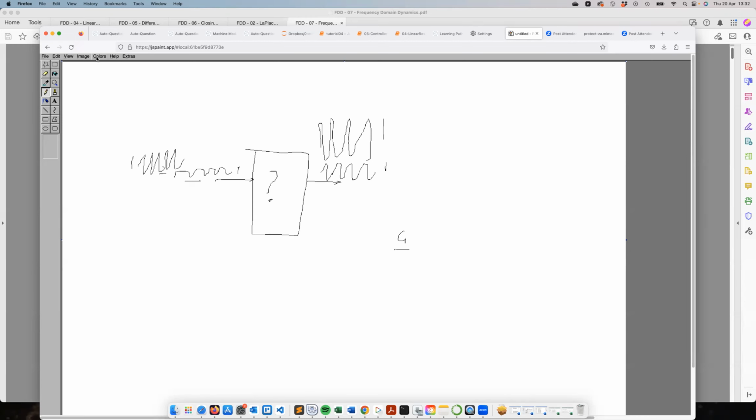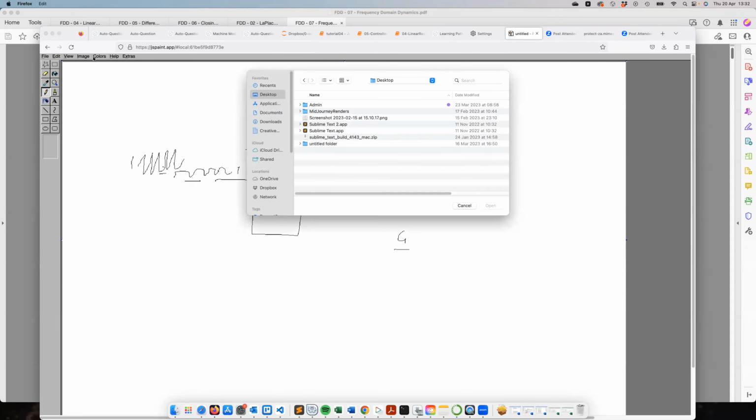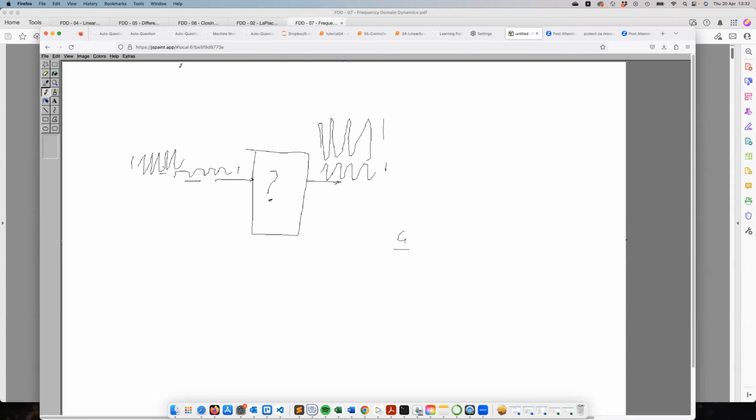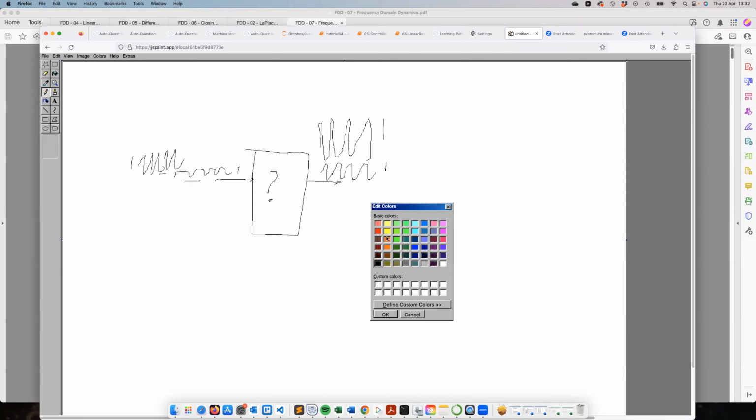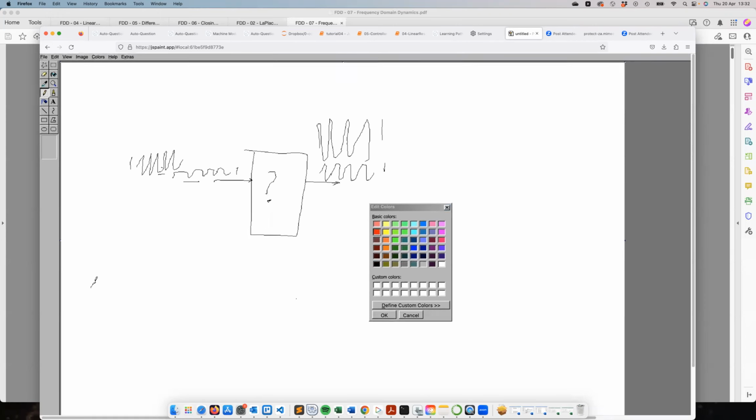Do we have color? Nope. So let's draw this separately. So let's say we apply our, at the input point, Didn't seem to work.